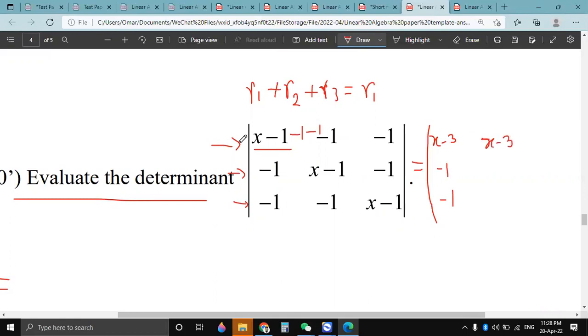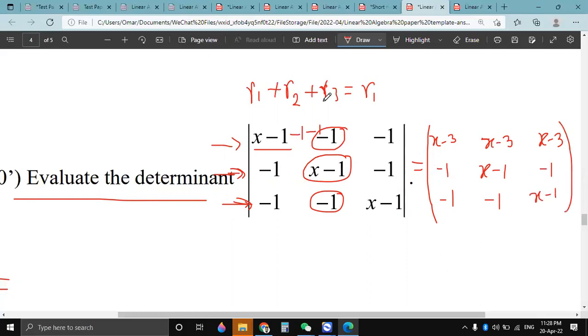I'm just going to add the first row, second row, and third row, so you will get x minus 3. Here we will also get x minus 3. For the second and third row, I'll keep them as they are: x minus 1 and minus 1, then minus 1 and x minus 1. So guys, can you understand? I have just done this row operation. I have added the three rows and written the answer on the first row, and the second and third rows are the same.